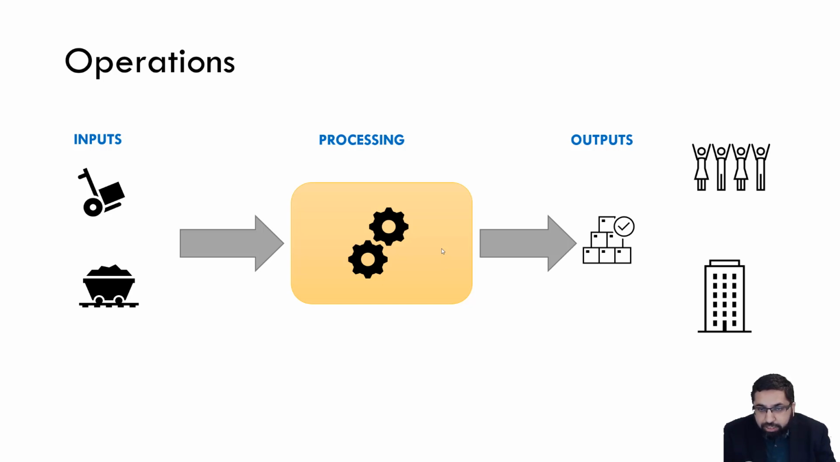Then within the operation, what would be important for you? You would want to do this operation efficiently because otherwise your cost to produce the goods would be high, which would decrease your profits.